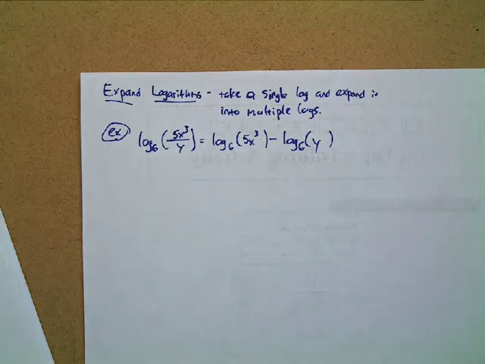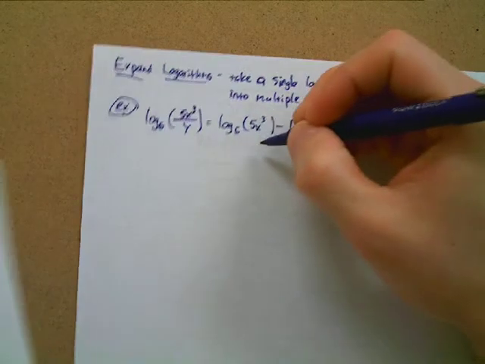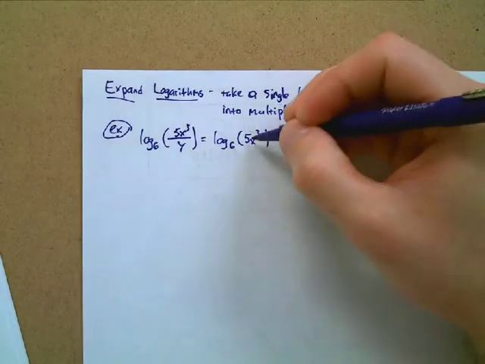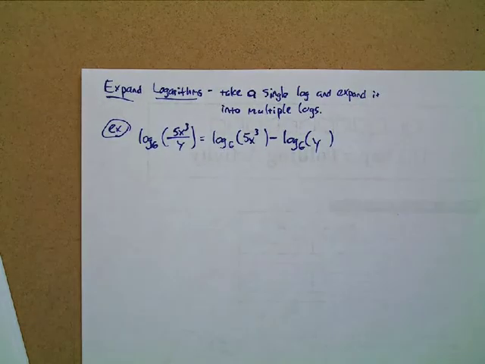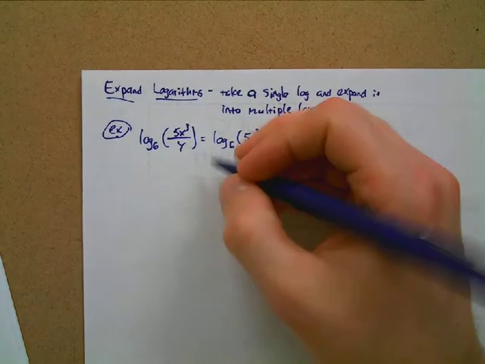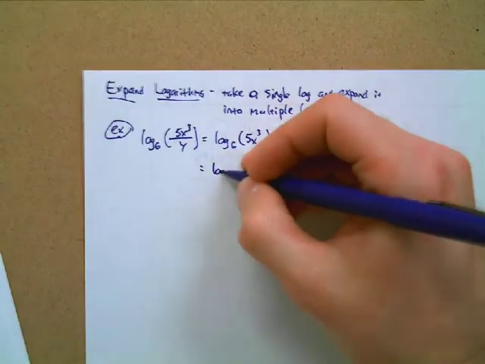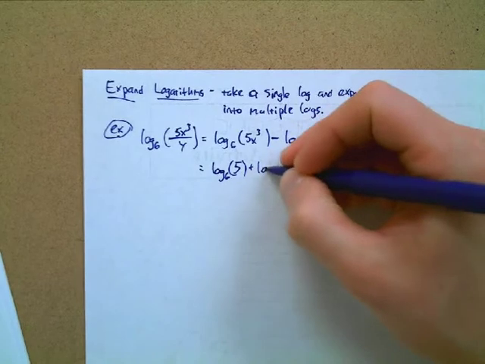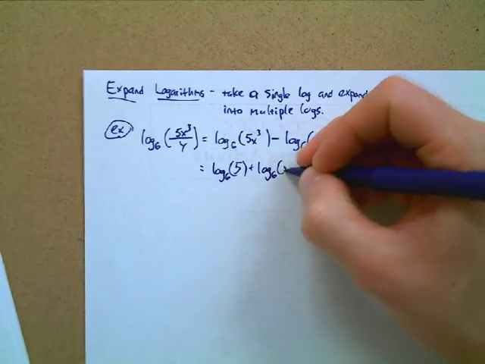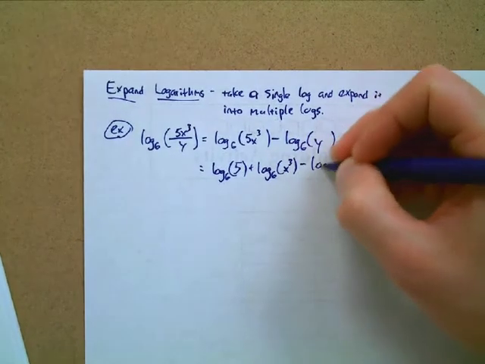So we have a product here too, right? 5 times x to the third. What does a product expand to be? Multiplication expands to be what? Addition. So we'll have log base 6 of 5 plus log base 6 of x to the third minus still, right, the log base 6 of y.